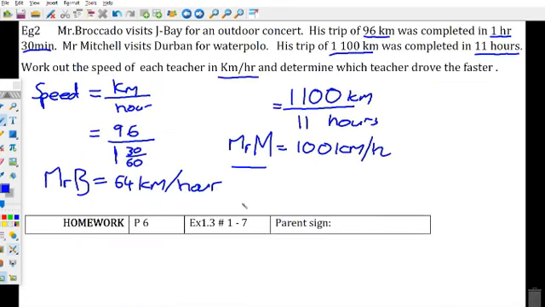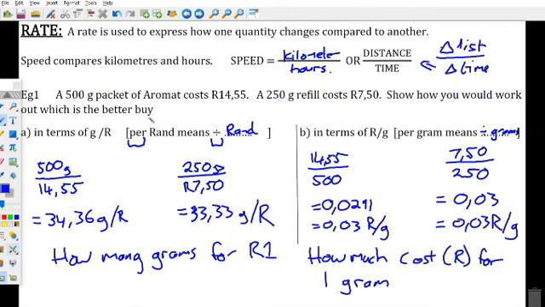Okay, so when we're looking at things, we're comparing them to one another. In the first example here, we compared the 500 grams of Aramat to how much it costs. We then compared the 250 grams for how much it costs, and we were able to find the comparative. We try and find the ratio of each other.